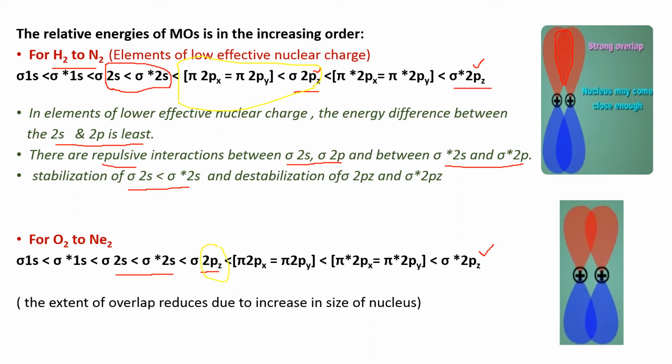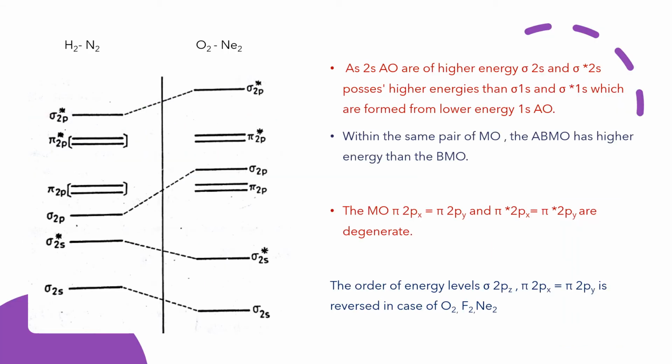So here 2pz comes first because as the size of the nucleus increases from oxygen, the extent of overlap reduces. Because the extent of overlap is reduced, there are no repulsive interactions, so they are arranged in this order. So that is about the difference in relative energies of molecular orbitals with low effective nuclear charge elements and from oxygen to neon. So let us see it in the form of a diagrammatic representation.